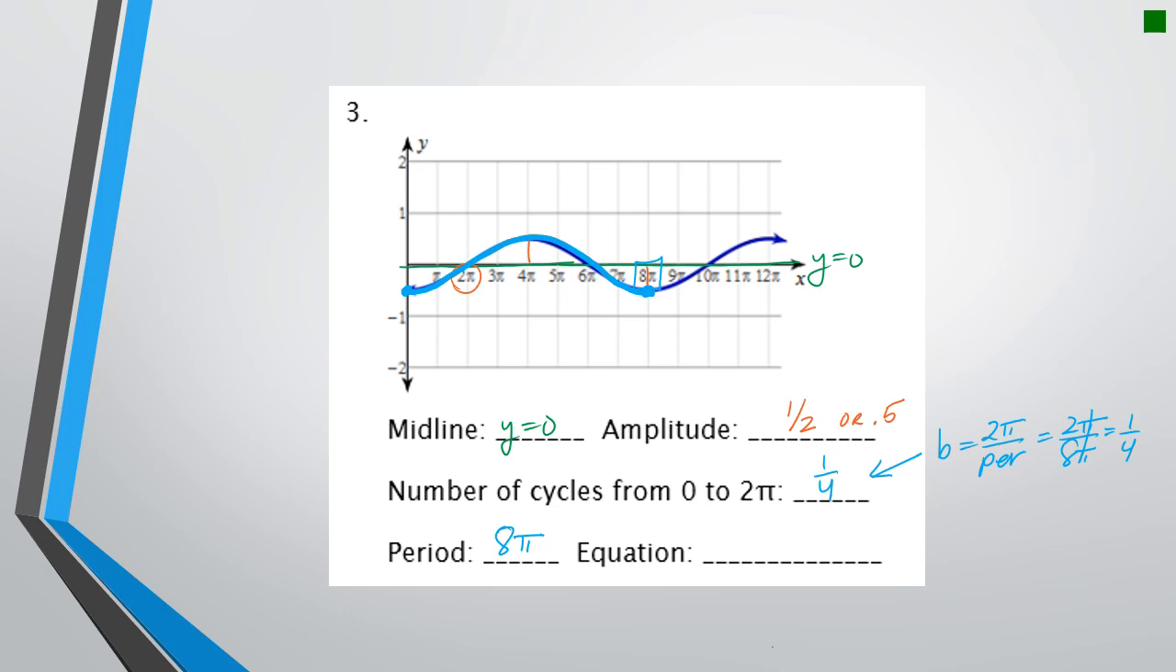Last thing is the equation, and I want to put a little star up here. I mentioned earlier that this is reflected, and I know that because it's making a hill instead of a valley. So I have to make sure that when I do my equation, there's a negative in front. Now the amplitude is 1/2, so I'm going to write negative 1/2, and then I have cosine bx, and then my midline is 0, so I don't have to write plus 0, I can just be done.